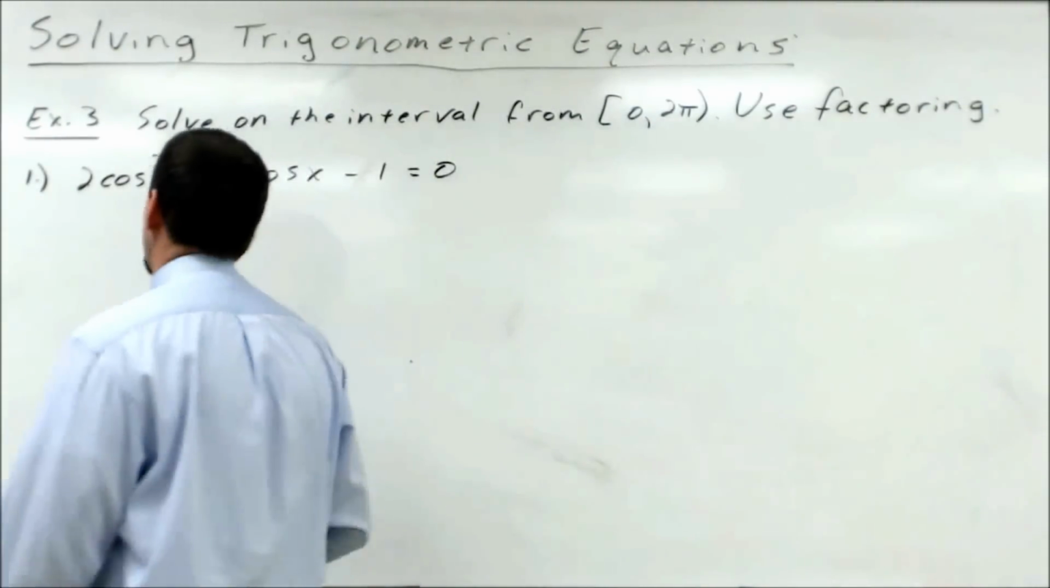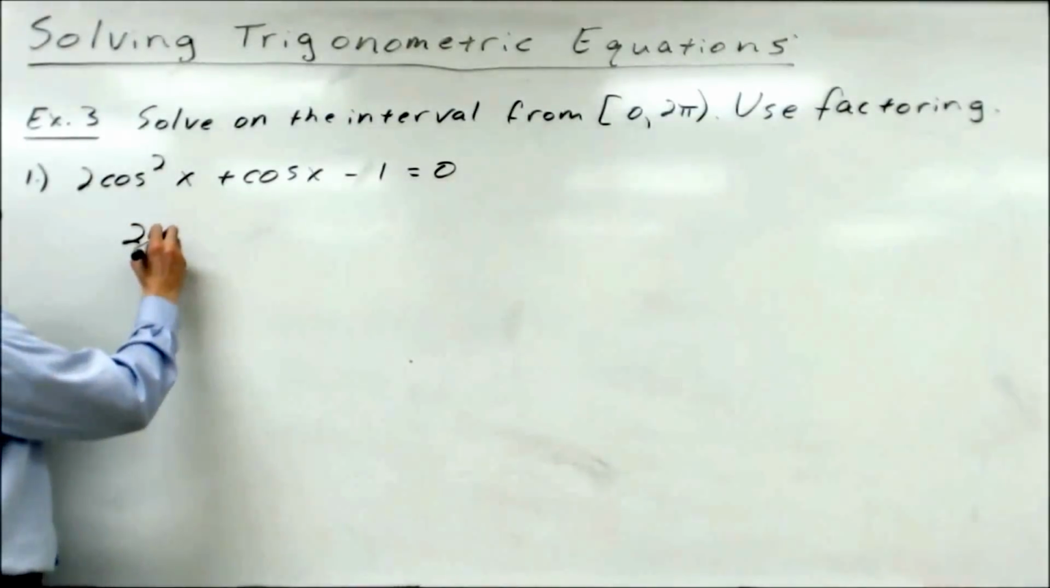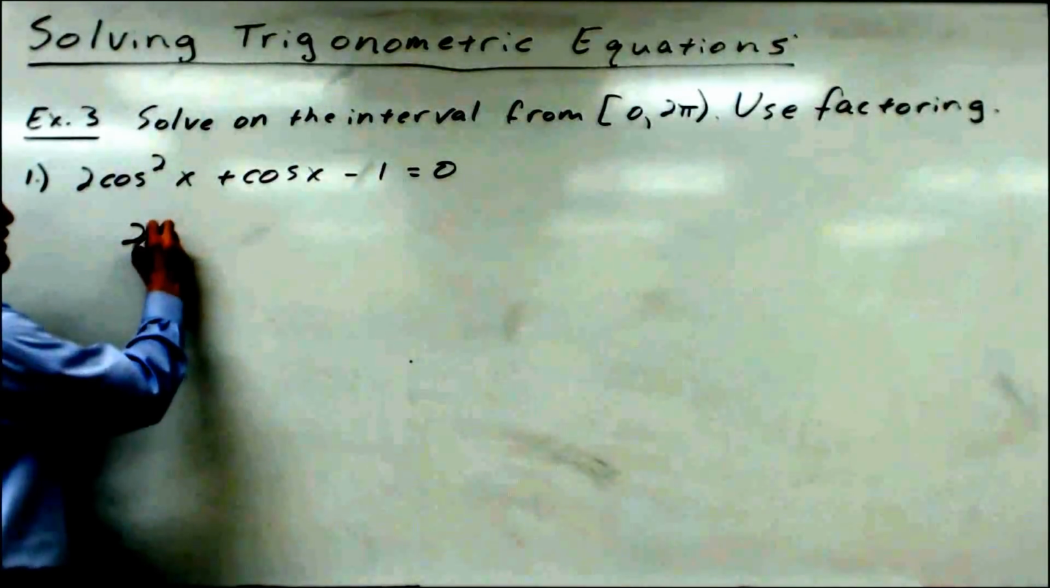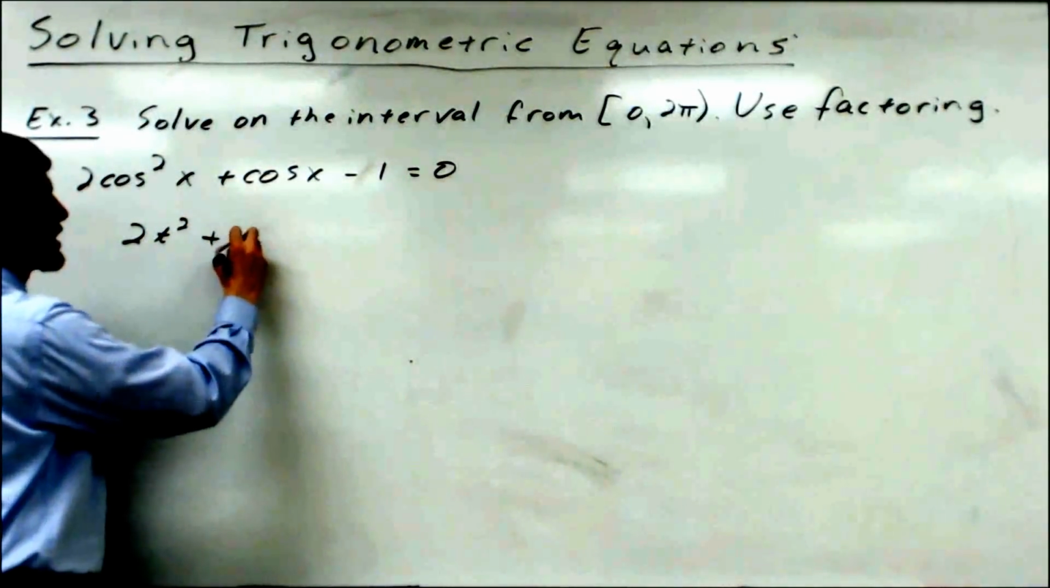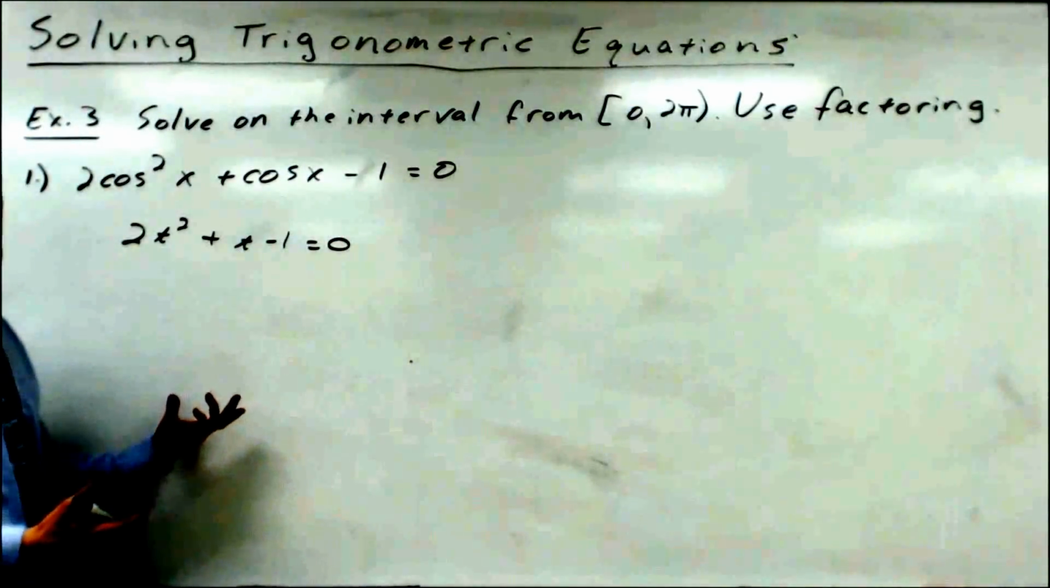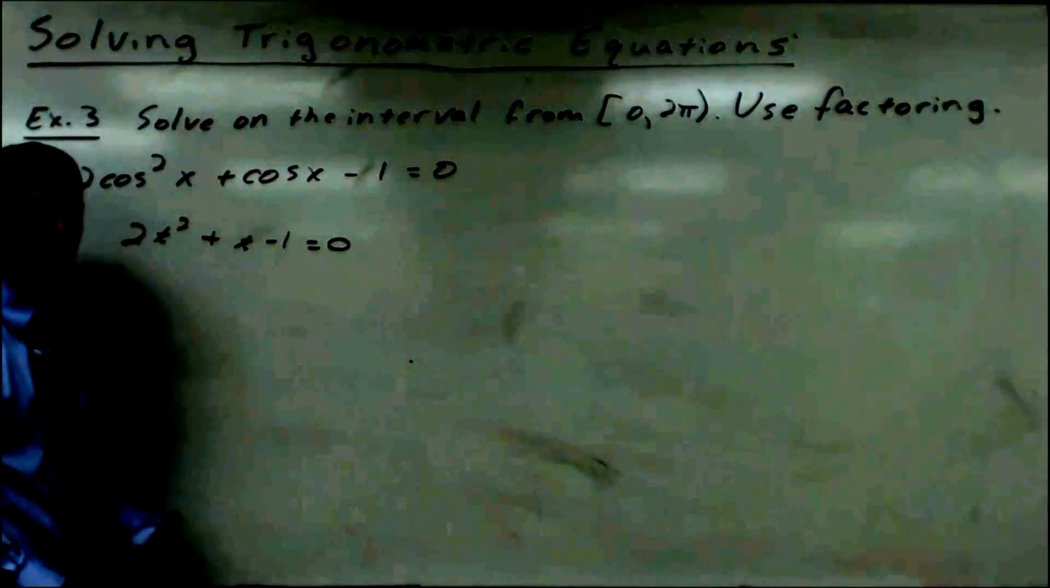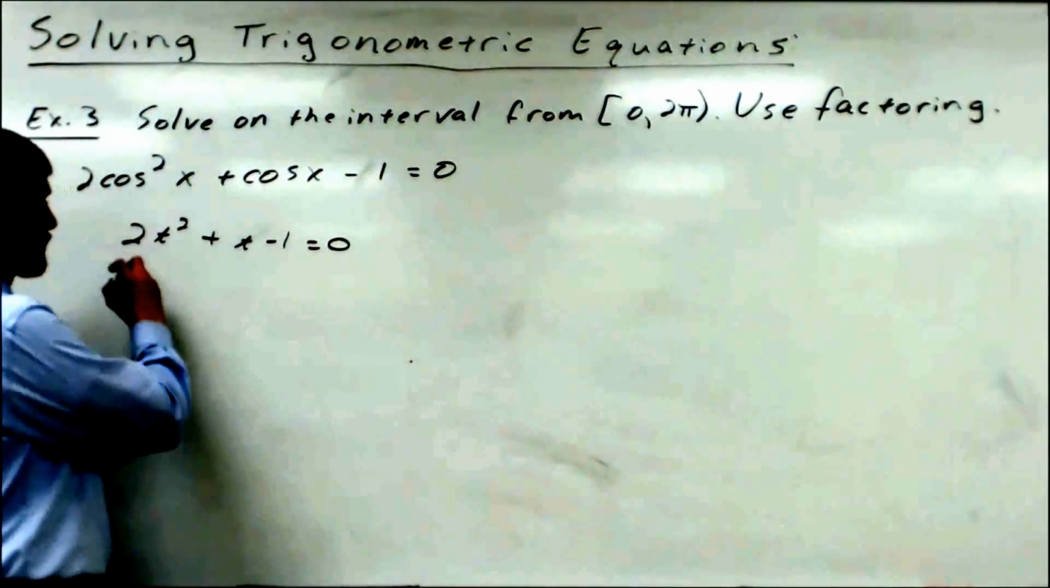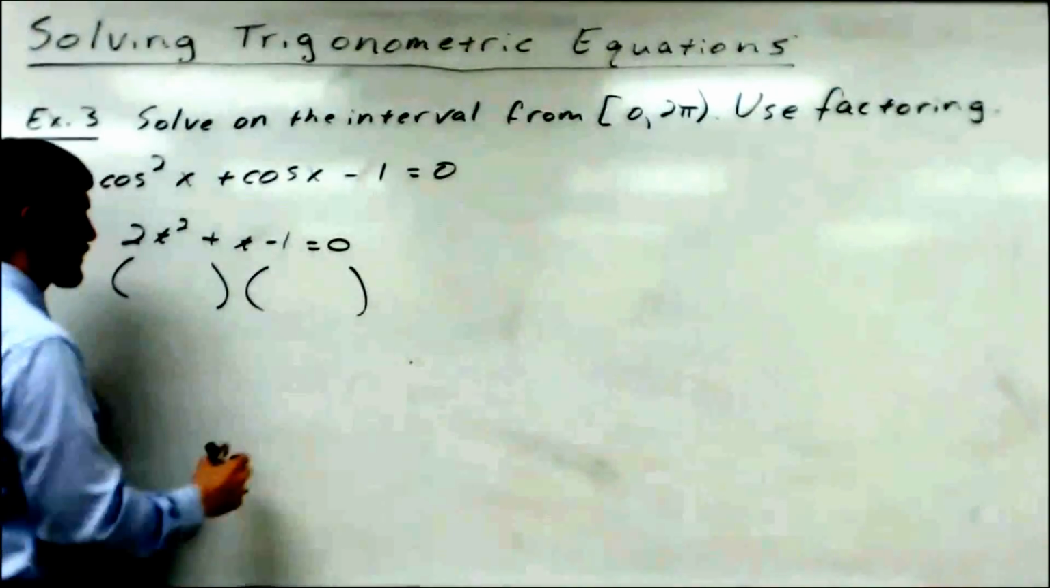Think back to quadratics. What if I had 2t squared plus t minus 1 equals 0? How would I solve that equation? Well, it's a quadratic. We have lots of techniques. I can do completing the square. I can use the quadratic formula. I can just factor it, or check to see if it'll factor.